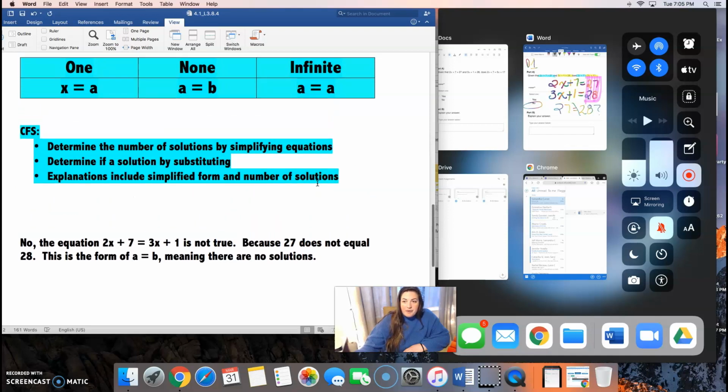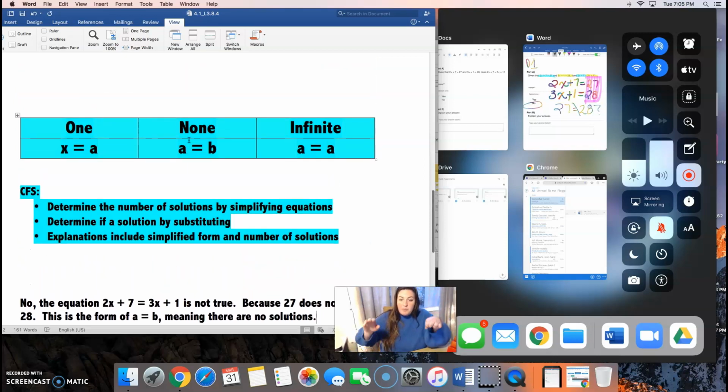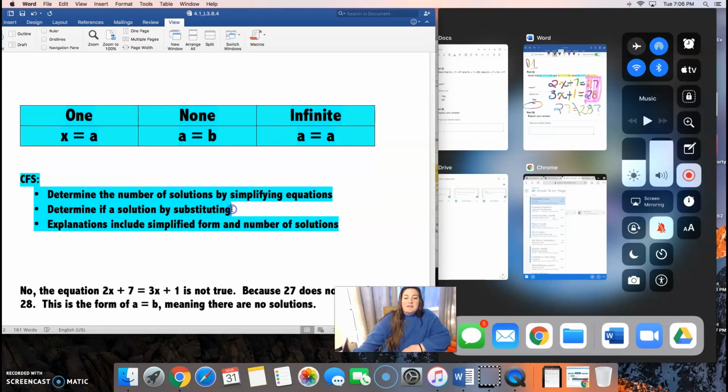So today, in the problems, you are going to determine the number of solutions by simplifying. So you're going to simplify both sides of the equation all the way down to either get x equals A, A equals B, or A equals A. Then from there, you can determine how many solutions there are, and then you'll be able to answer the question. So make sure you read the question, because there are questions that ask you to substitute values in, and they ask, oh, is this a solution to the equation? And you would know it's a solution because once you substitute it in, it satisfies the equation.